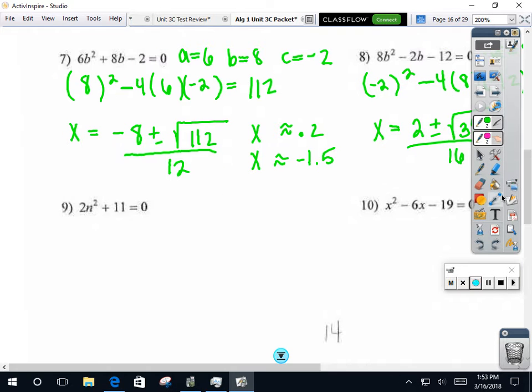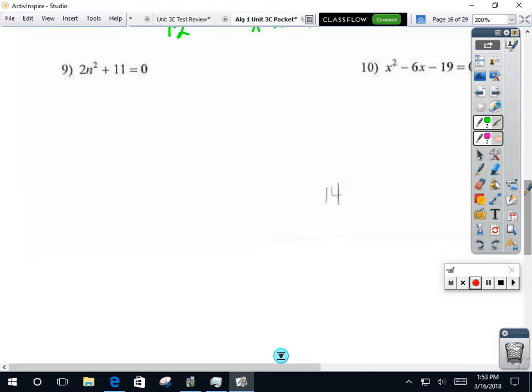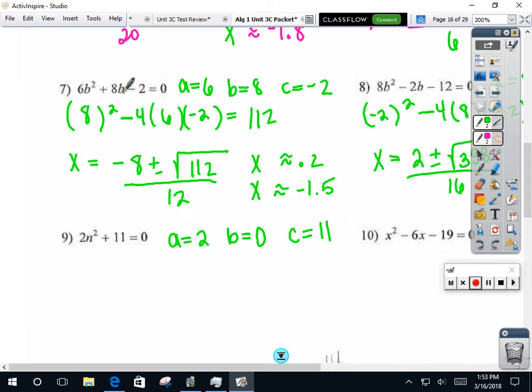Number 9. What is the A? Pay attention, this one's different. 2. What is the B? Very good. 0, and the C is 11. Because look, there's no linear term in it. Like there's no b to the first, or in this case, n to the first. So it must have been a 0n.